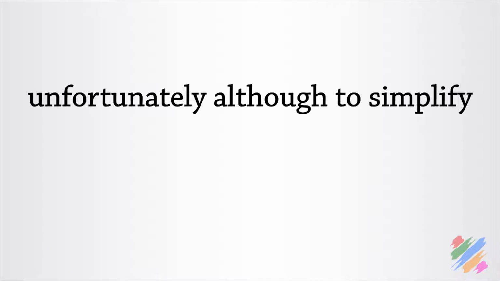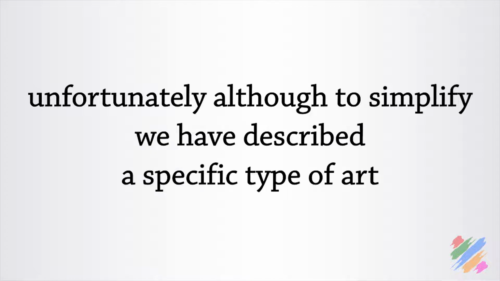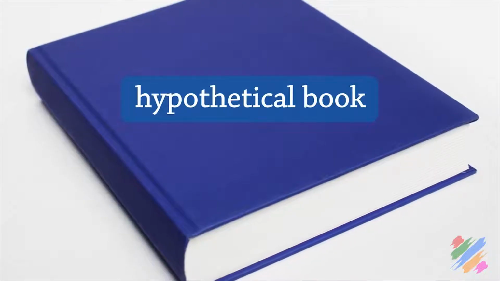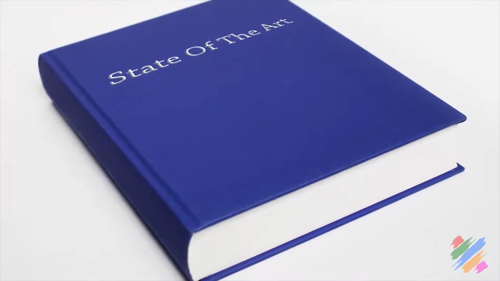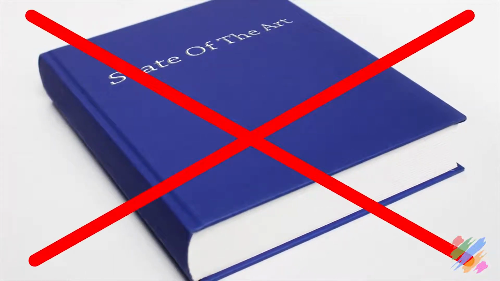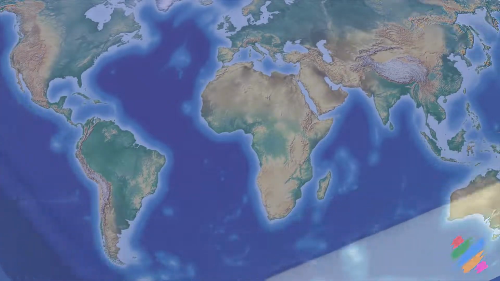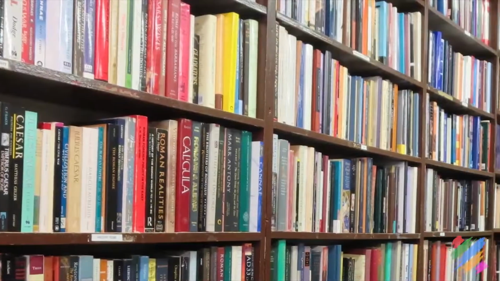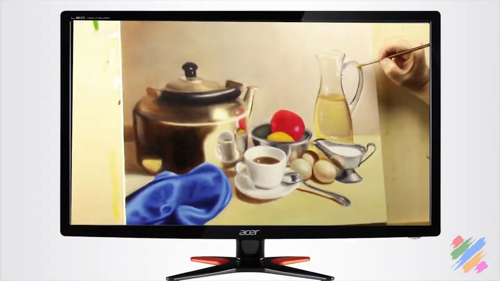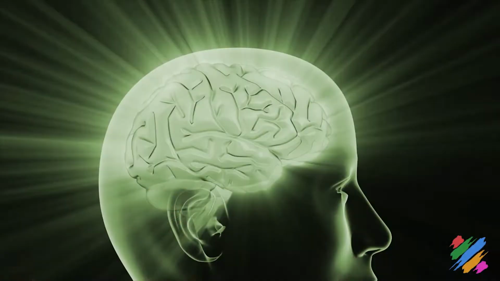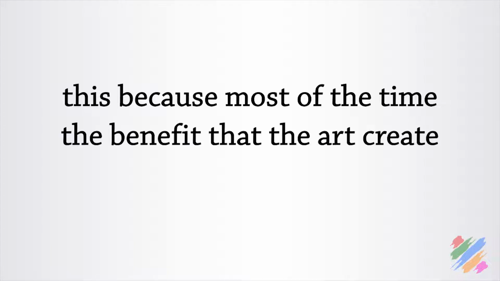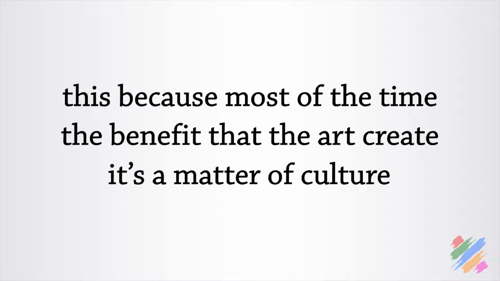Unfortunately, although to simplify we have described a specific type of art as a hypothetical book holding the state of the art, it is not held in a book, but it's spread all around the world in thousands of different books, documents, videos, sometimes in an artist's notebook, or just simply in their mind. This is because most of the time the benefit that the art creates is a matter of culture.